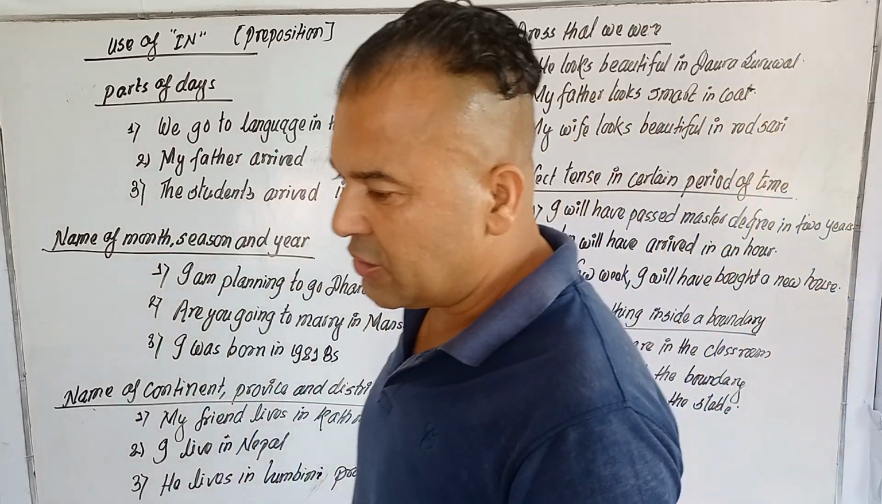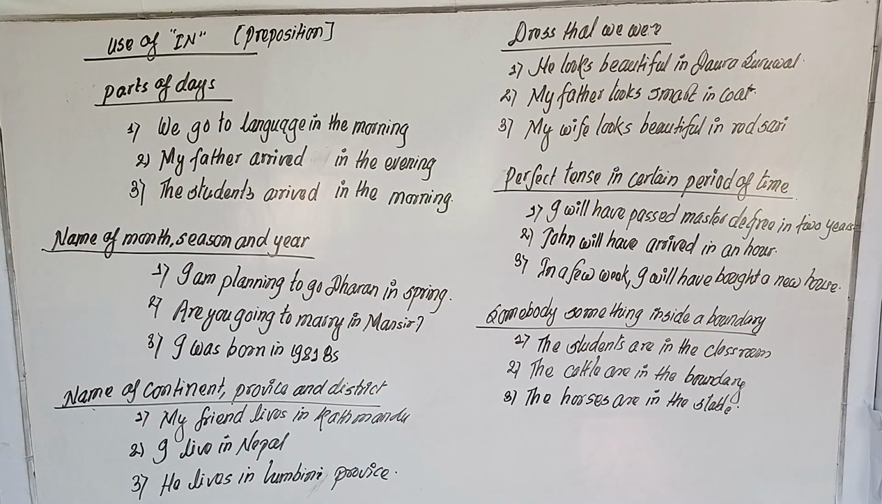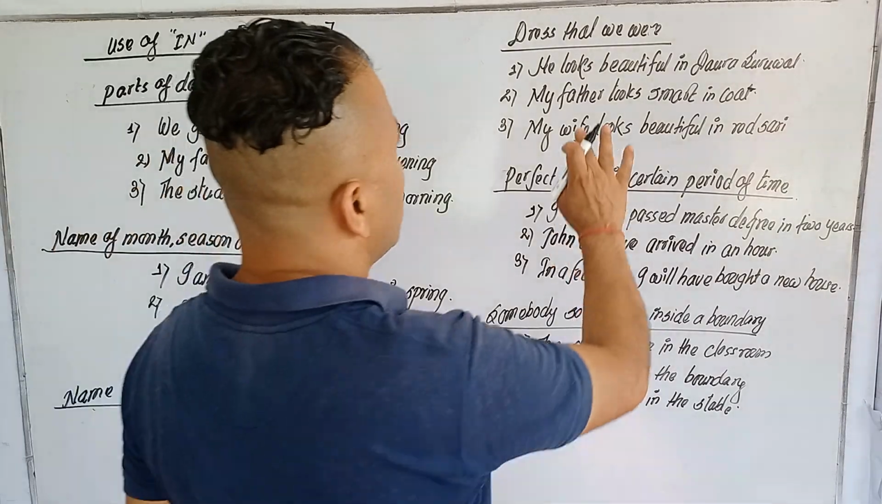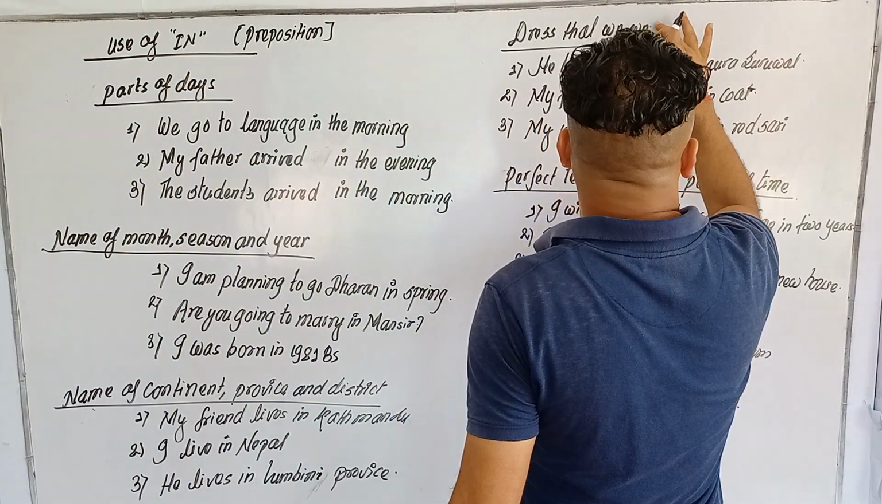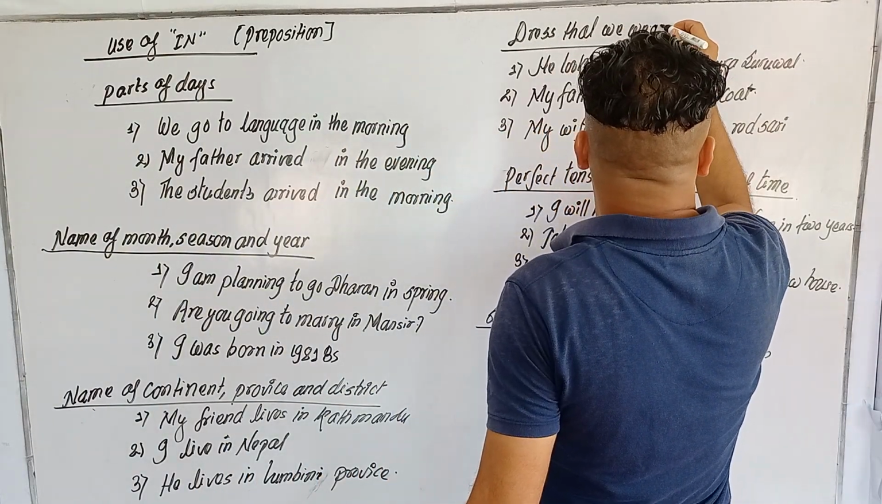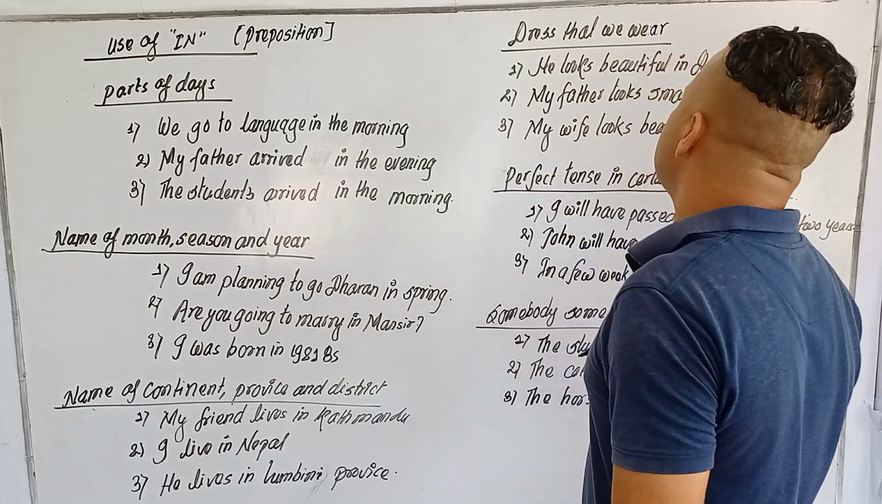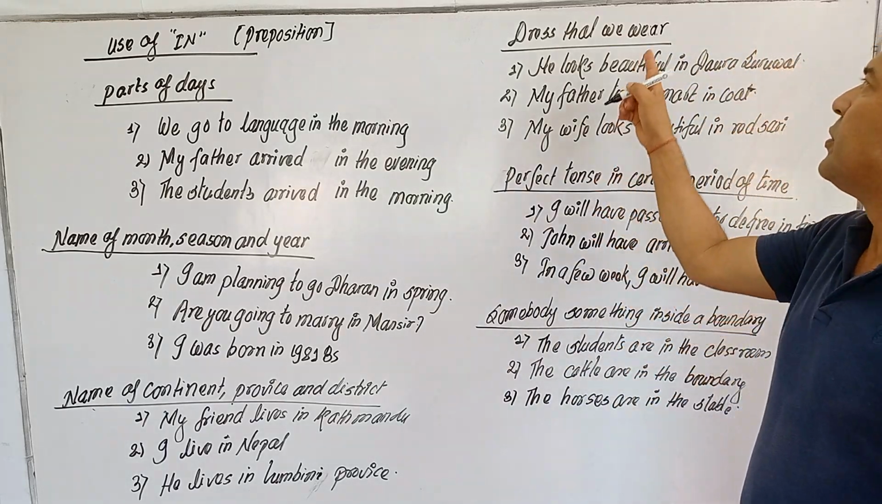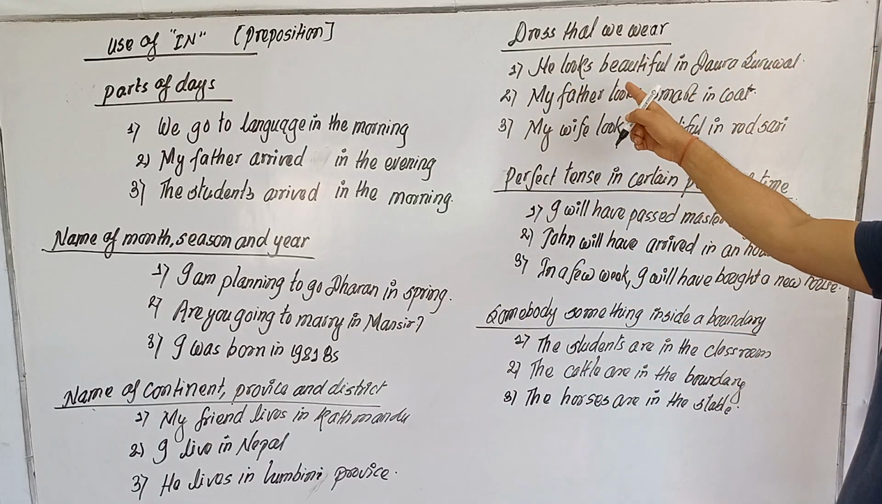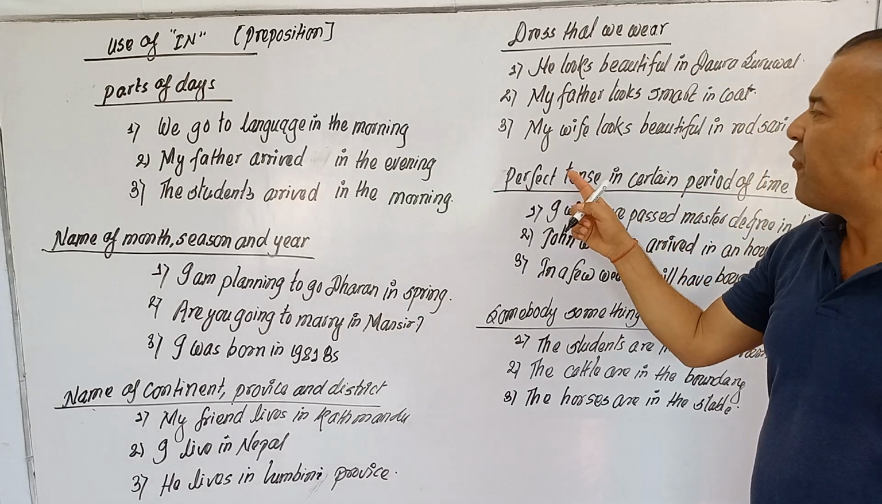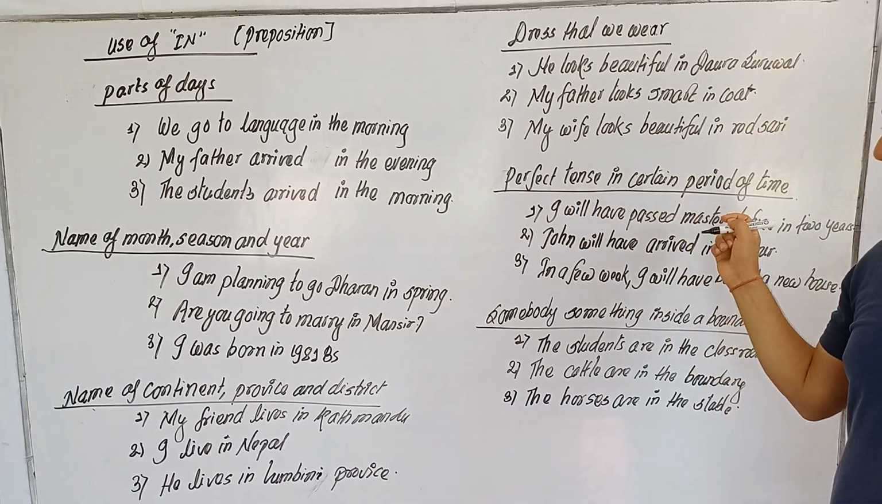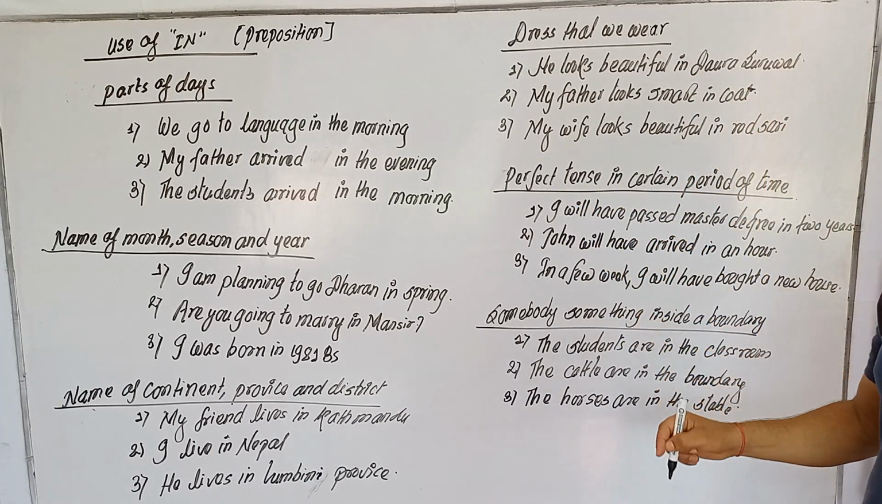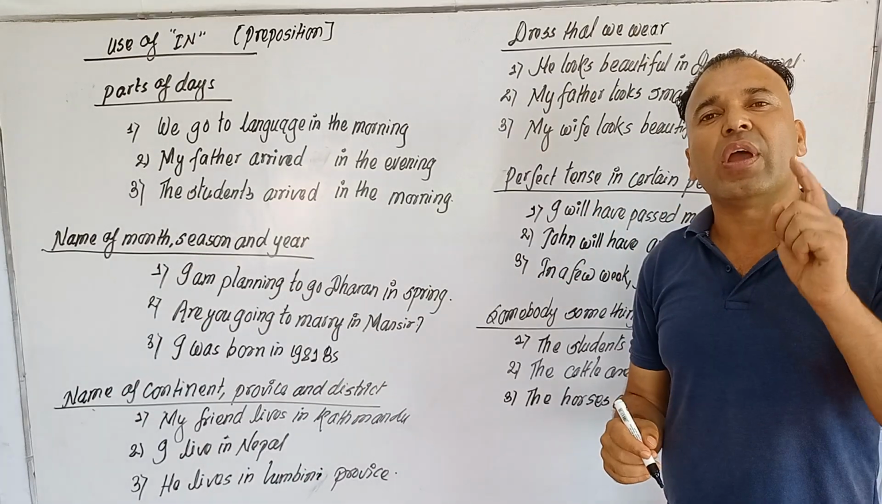This word is a noun: wear. Dress that we wear: it looks beautiful in Daura Suruwal. Perfect tense in a certain period of time, somebody or something within the boundary, we have to use it.